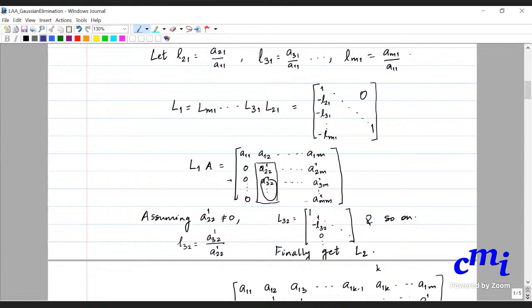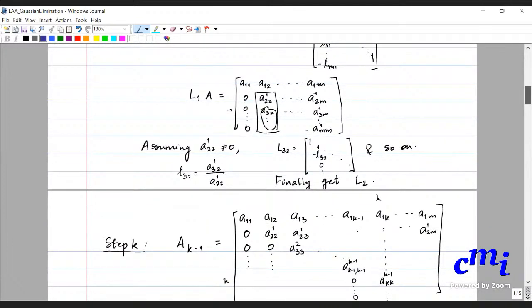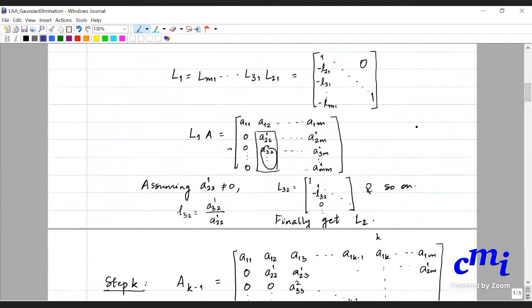Okay, so suppose this element is non-zero, then you can design your next matrix L32 in this way. Okay, and up to the last one, and then your capital L2. Okay, so although I have not written it here, your capital L2 will also be a lower triangular matrix with these kind of elements in the second column. So you will have 0 and minus L32, minus L42, dot dot dot, minus Lm2. This is how your capital L2 will look like.